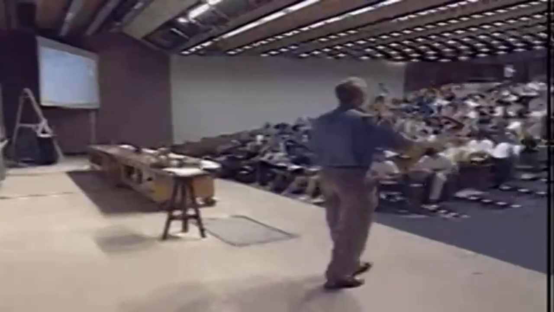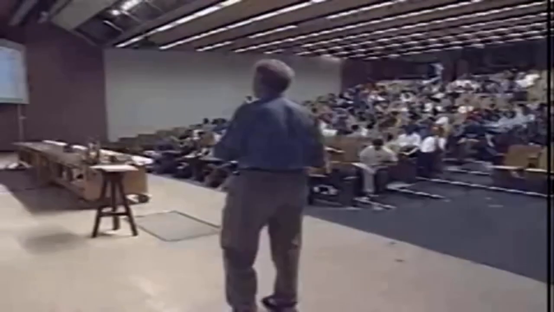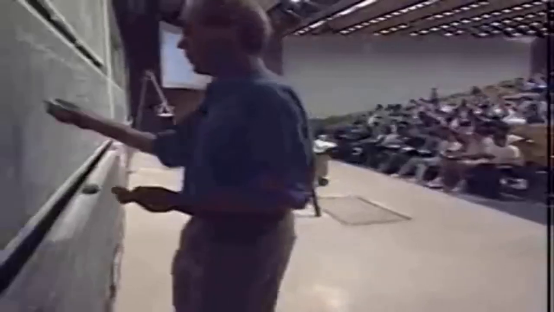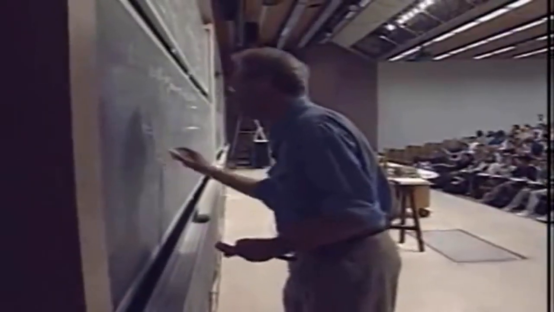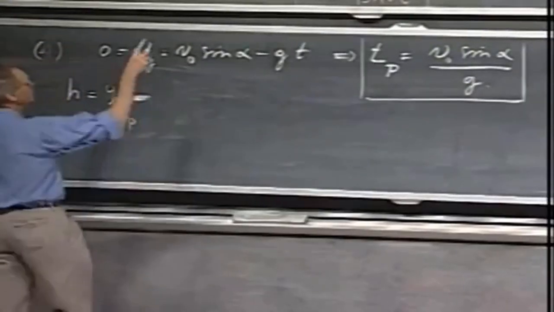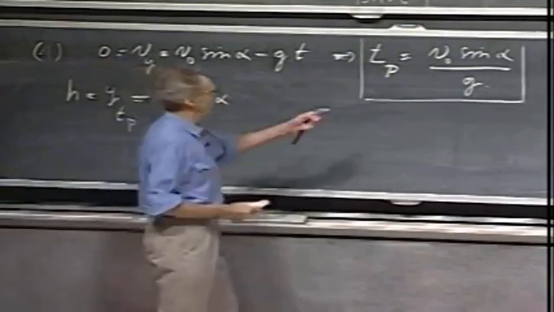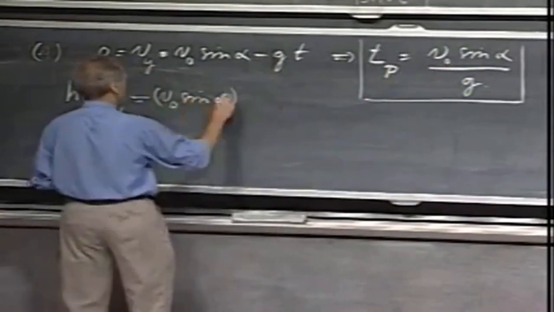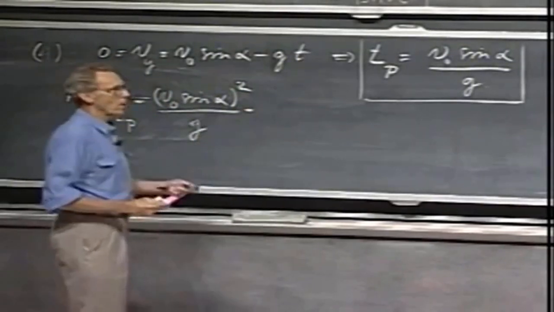Where is it then? What is the highest point above the ground? Well, now you have to go to equation number 3, and you have to substitute this time in there. So that highest point h, which is y at the time t of P, equals v0y t, that is v0 times the sine of alpha, but I have to multiply it by this time. And so I get another v0 sine alpha over g here, minus 1/2 g t squared.